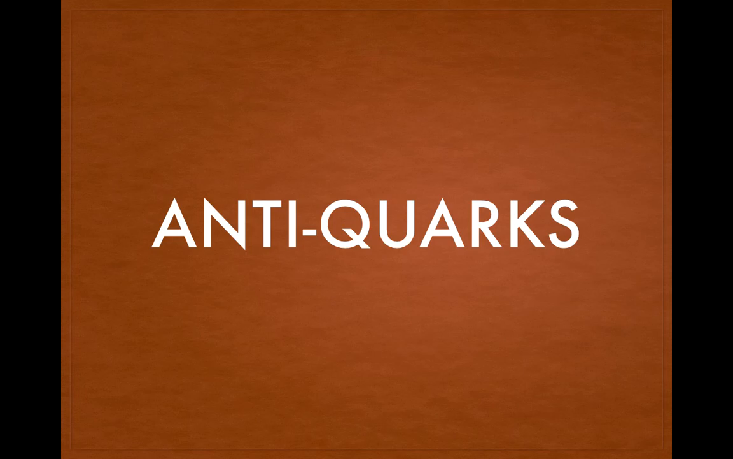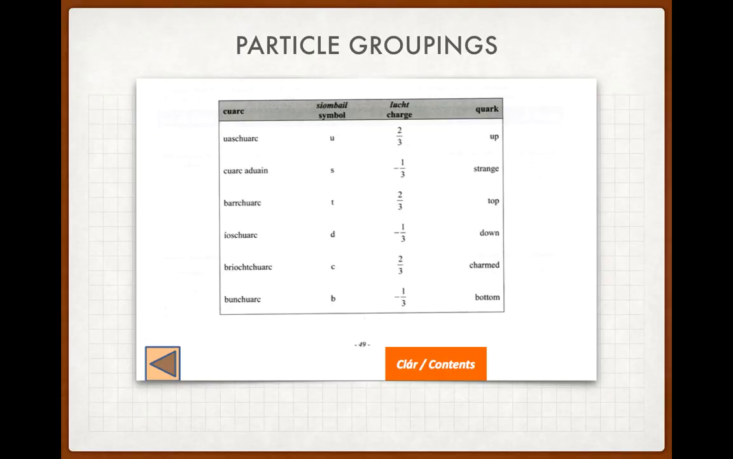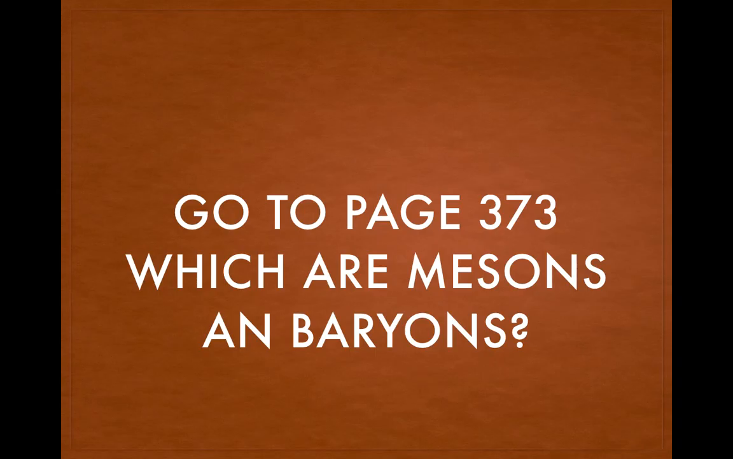All right, antiquarks. It's very straightforward. Antiquarks have the same mass as quarks, but they have the opposite charge. So on page 49, these are the quarks. If you were to give the symbol for the antiquark or give the charge for the antiquark, they would look like that. So the charges change and you put a bar over each of those symbols to denote that they are antiparticles.